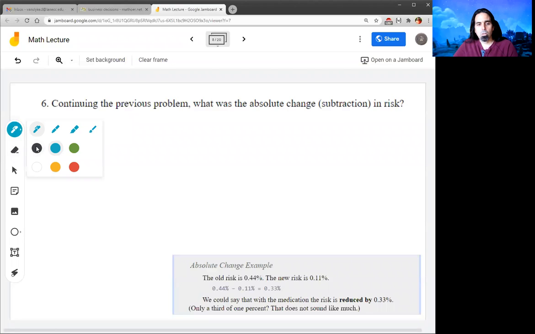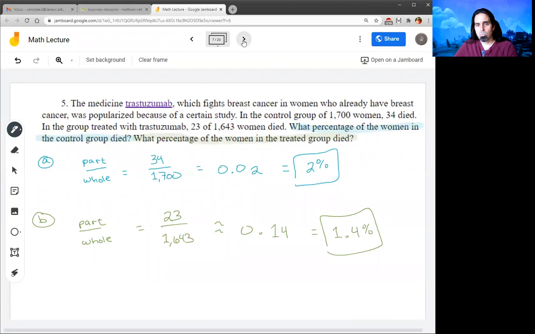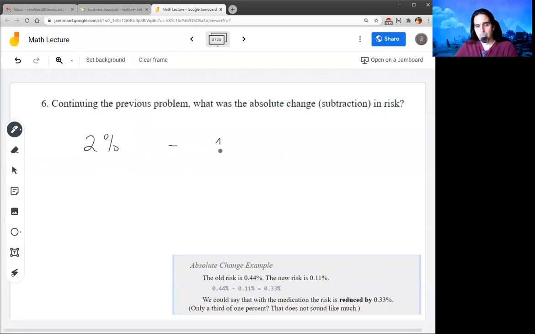Continuing the previous problem, what's the absolute change? That's the subtraction one. And I put this box here just to remind us of the lecture from a moment ago, but we're not actually using any of this. We're just saying if we subtract, we had 2% minus 1.4% is 0.6%.